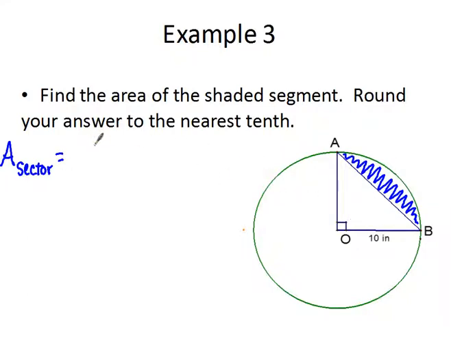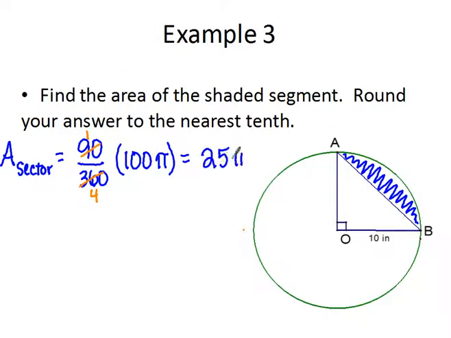So we have 90 degrees, so we'll go 90 over 360 times the area of the circle. The radius is 10, so we do 10 squared and get 100, so this would be 100 pi. And we're going to leave everything in terms of pi until the very end and then get to the nearest tenth. It makes our answer better. So 90 over 360 reduces to 1/4, just like it did before. So 1/4 of 100 pi is 25 pi. That's the area of the pizza slice before we cut the crust off.